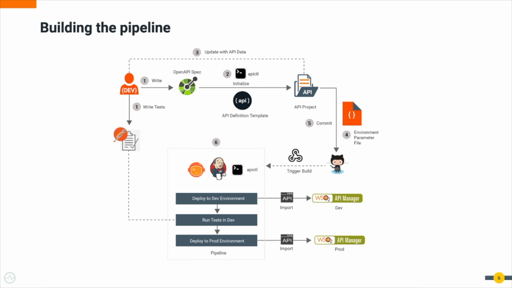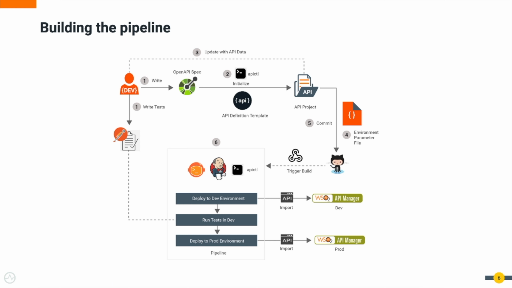As depicted in the diagram, the overall experience of the developer-first CI/CD approach is as follows. First, write the OpenAPI specification and test script. Second, initialize an API project. Third, update API data in the API project. Fourth, define the environment-specific data. Fifth, commit the API project. Finally, trigger the Jenkins pipeline through GitHub hooks.